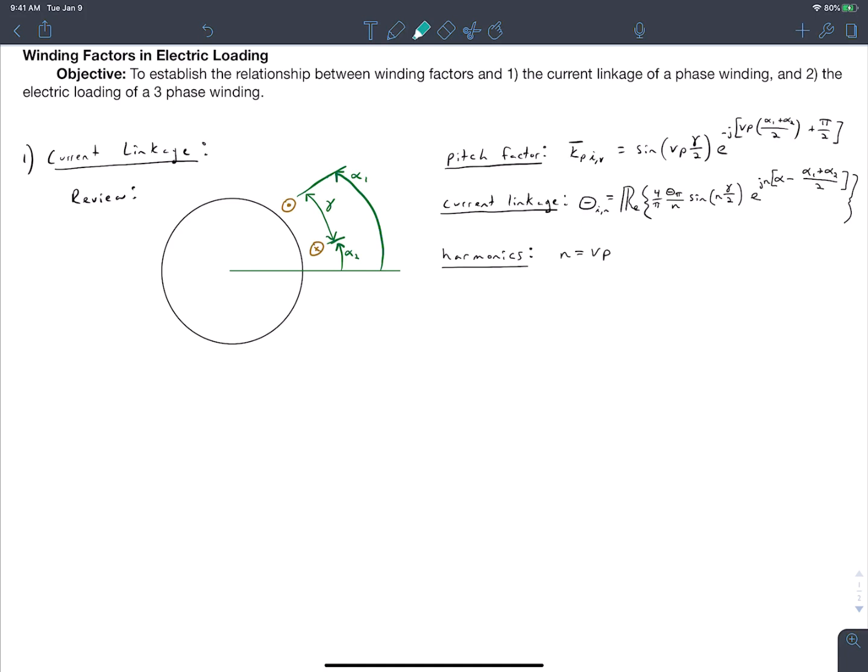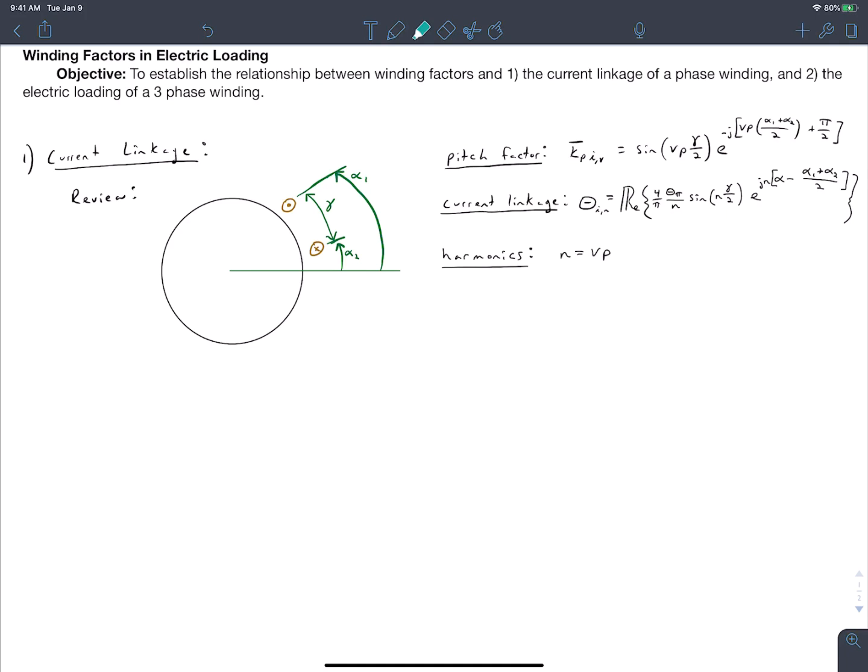And we have also, in a previous video, determined what the current linkage of this is in a Fourier series representation in the phasor form, as shown here. And then finally, we've talked about the relation between n and v. So n is the harmonic index given one revolution around our stator, going from 0 to 2 pi mechanical radians around our stator, while v is the harmonic index of our number of pole pairs. So one of these expressions, the pitch factor, we've written in terms of v, while the current linkage we've written in terms of n. So we're looking for a relation between the current linkage and the pitch factor.